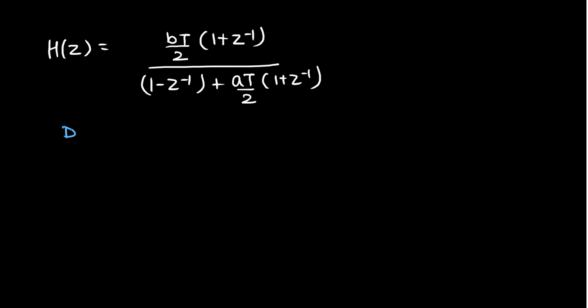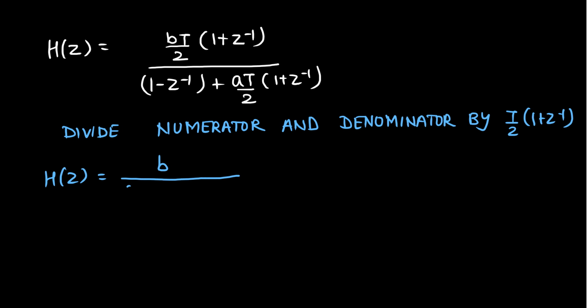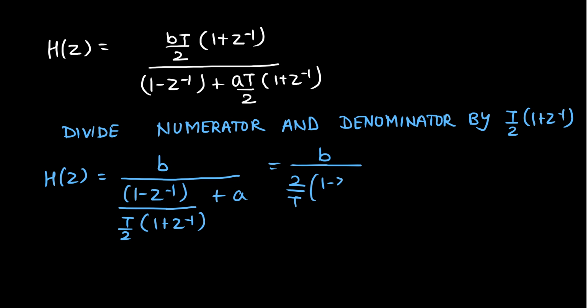So now let us divide numerator and denominator by T/2 into 1 plus z inverse. So what we have is H(z) is equal to, in the numerator now we are just left with b divided by 1 minus z inverse divided by T/2 into 1 plus z inverse, and here we are left with a. So what we have is b upon 2/T into 1 minus z inverse upon 1 plus z inverse plus a.